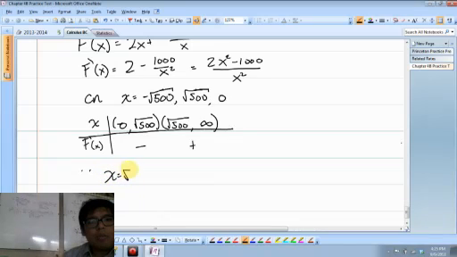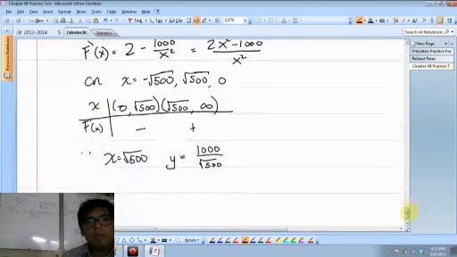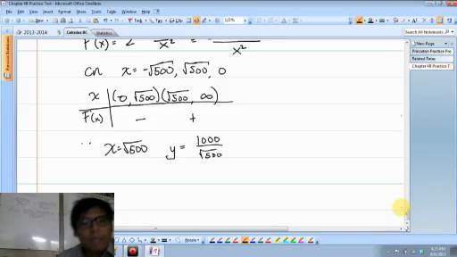So if x equals root 500 and y is equal to 1,000 over root 500, is that 10 root 5? So if I divide this by 10 root 5, that's 100 over root 5. 100 root 5 over 5, 20 root 5.